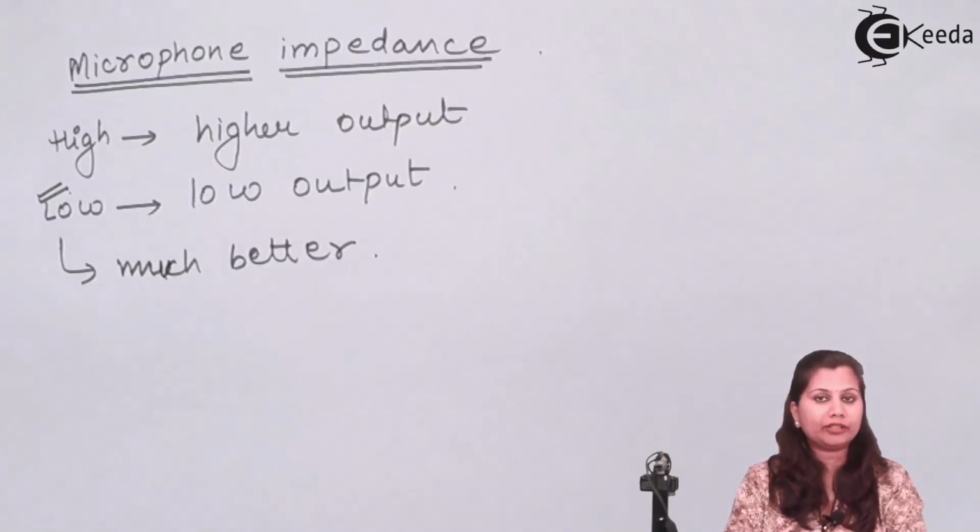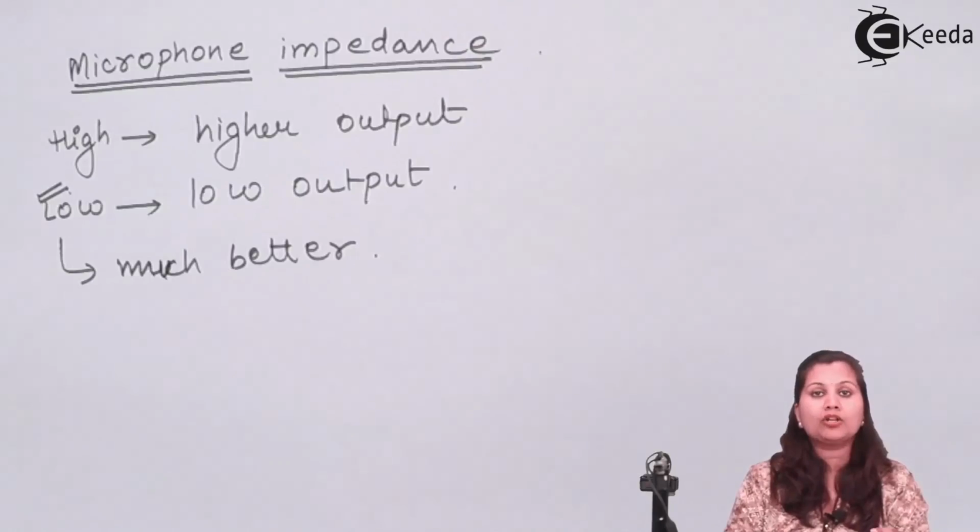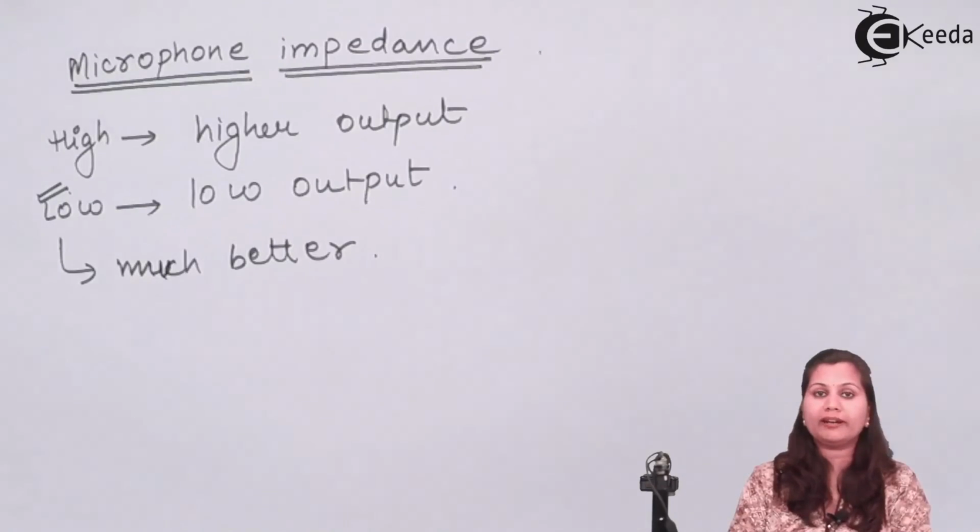And there are different types of generating element. So we saw the types of microphones on the basis of the four factors here. We saw their advantages, disadvantages, and their applications also. So I hope that this topic is now clear to you.